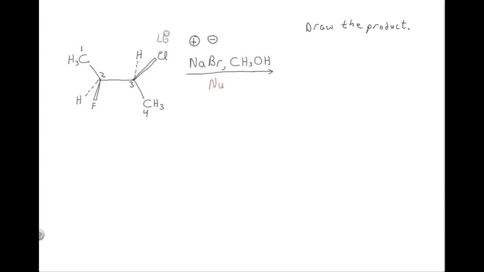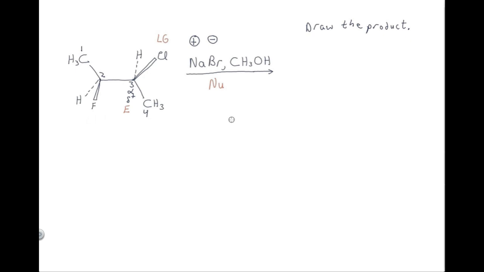Since the chlorine is the leaving group rather than the fluorine, we will treat carbon 3 as the alpha carbon rather than carbon 2. Carbon 3 has a delta positive because it's attached to the chlorine, so carbon 3 can be used as an electrophile. Of course, carbon 2 also has a delta positive, but we're not going to treat carbon 2 as the electrophile because it's not attached to a good leaving group.